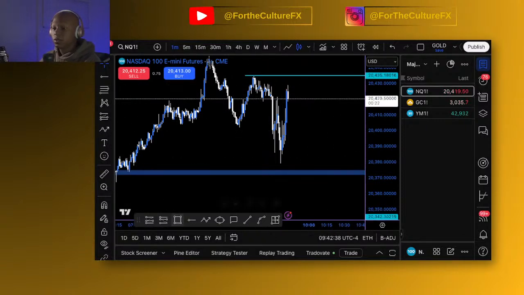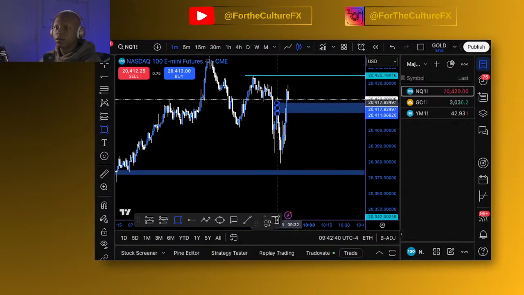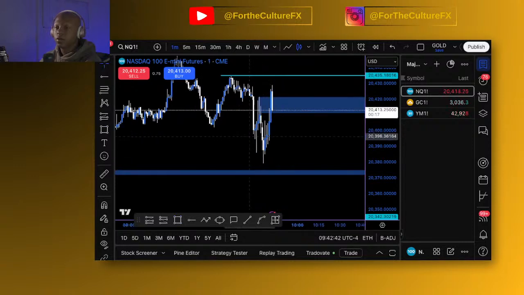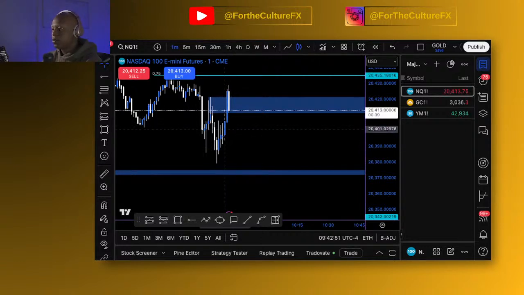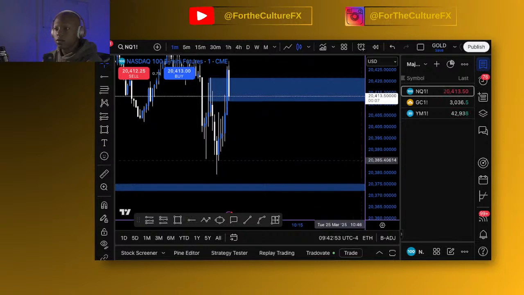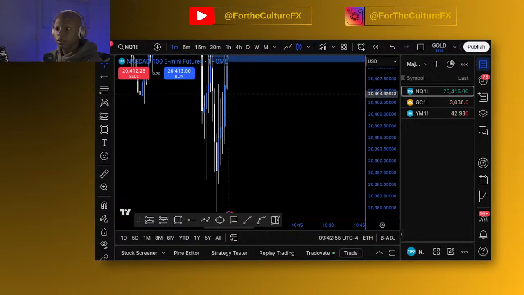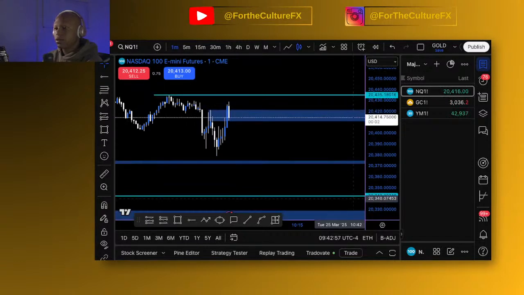So we got this sweep of this high here. Price is forming a correction. It should come back to pull through this low right here, because we see we don't got no bottom wick here. Oh, no. I stand corrected. It does have a bottom wick.